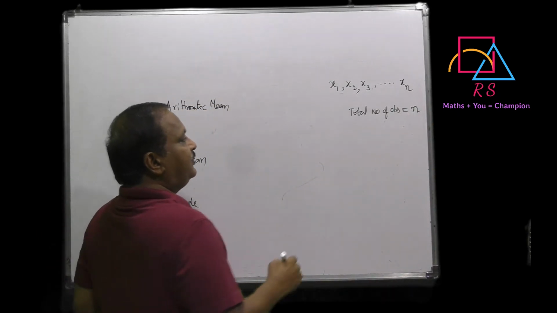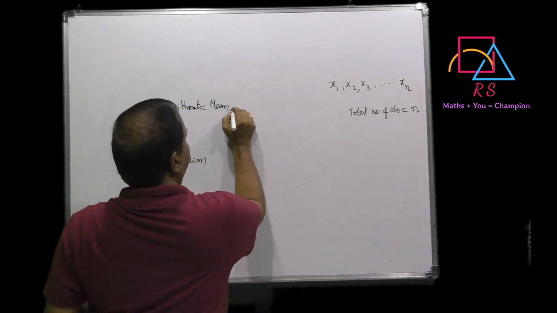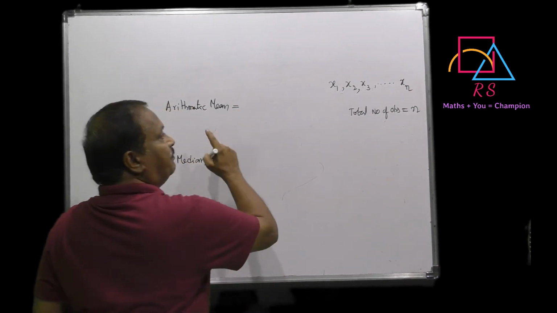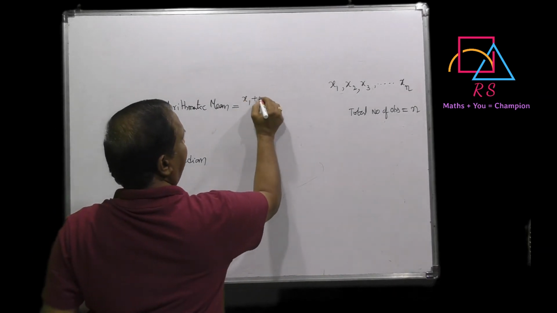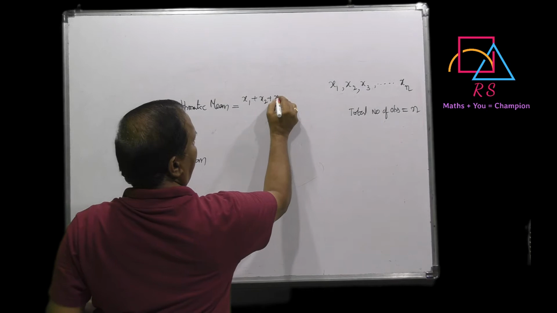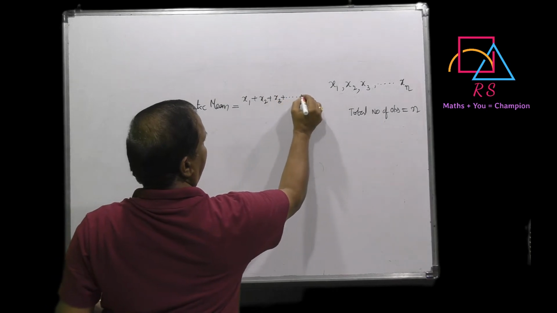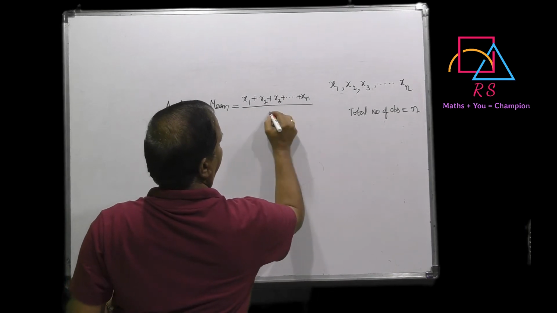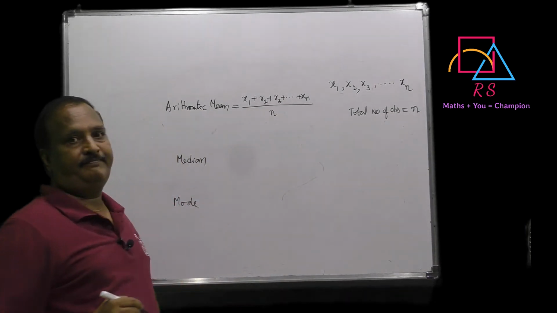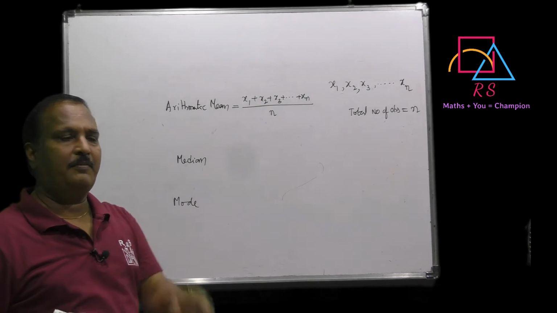So the arithmetic mean is the sum of all, that means x1 plus x2 plus x3 and so on, up to xn, divided by n. This is a simple formula.